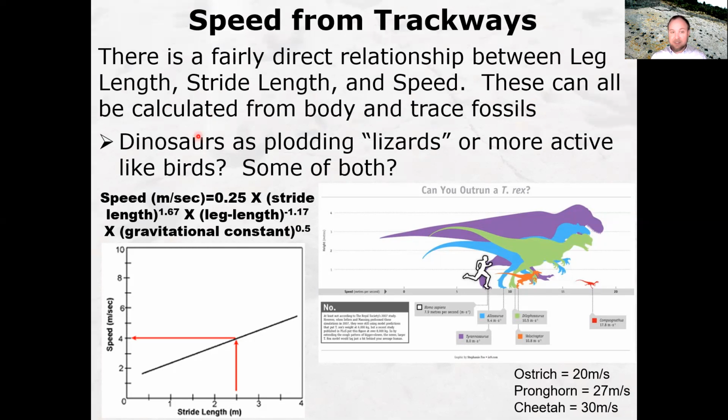So there was always this question of whether dinosaurs were these plodding, slow, cold-blooded, quote-unquote lizards. So thunder, the dinosaur, remember, like terrifying lizard.